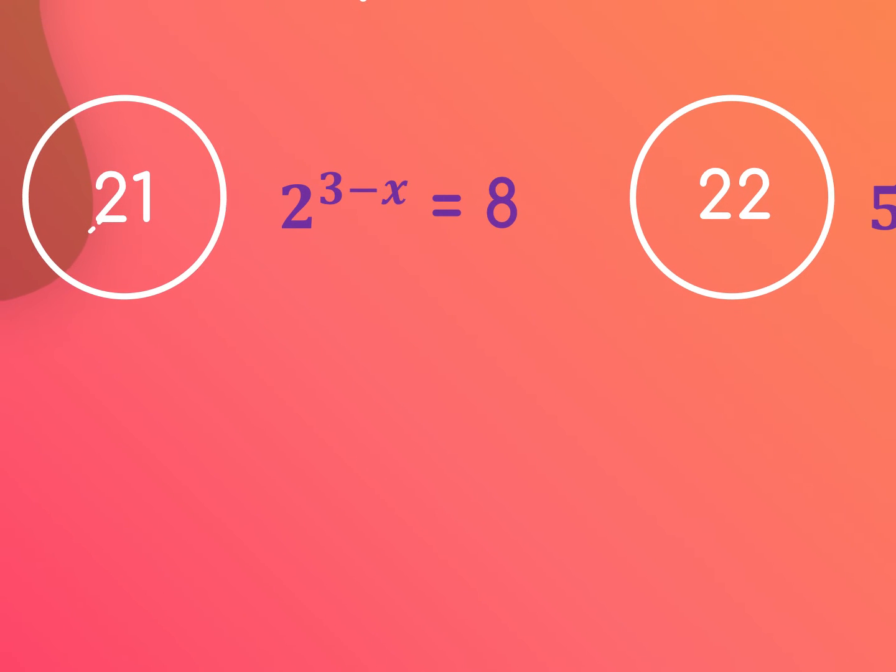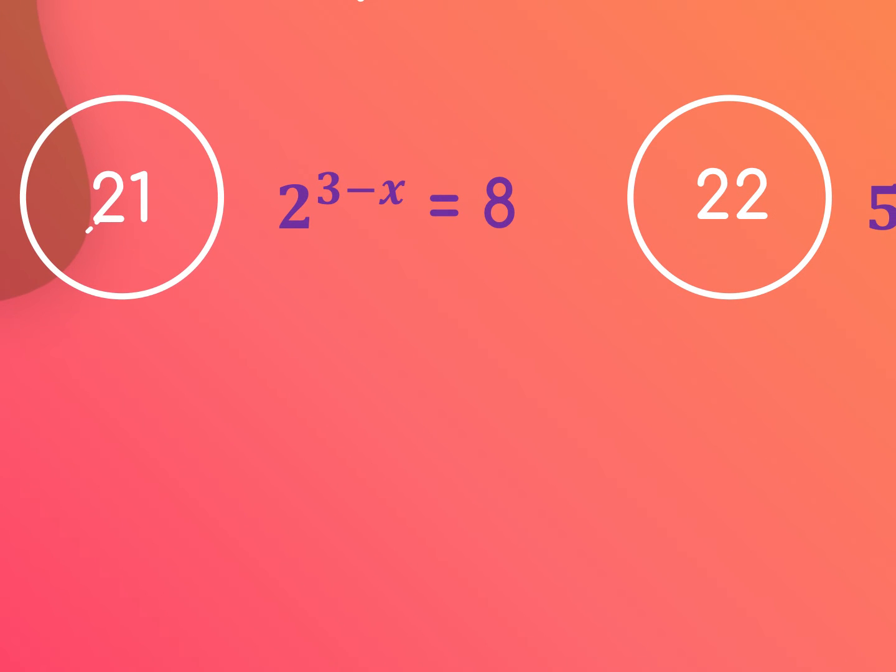So again, I need to do a change of base. I'm going to make 8 into 2 to the 3rd. So this one stays the same. The 8 becomes 2 to the 3rd. Get rid of the 2 and solve what remains. 3 minus x equals 3.